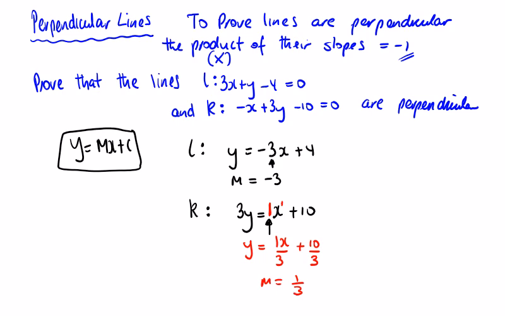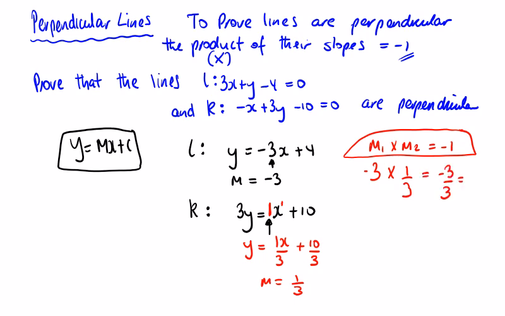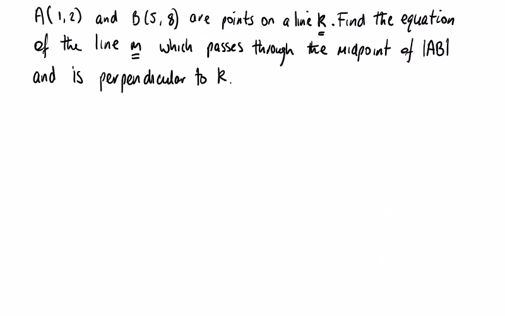So let's multiply minus 3, which we'll call m1, by m2 equals minus 1. So this is the rule for perpendicular lines. Minus 3 multiplied by 1 over 3 is equal to minus 3 over 3, which is equal to minus 1. We'd always write, therefore, perpendicular lines, or we could write perpendicular lines, whichever you choose. Okay, so write this in your copies and pause the video and attempt the question.